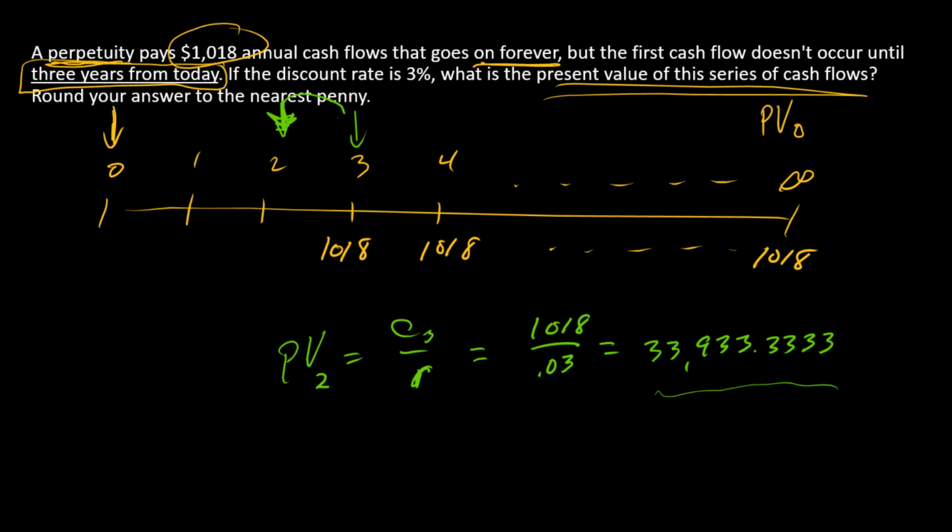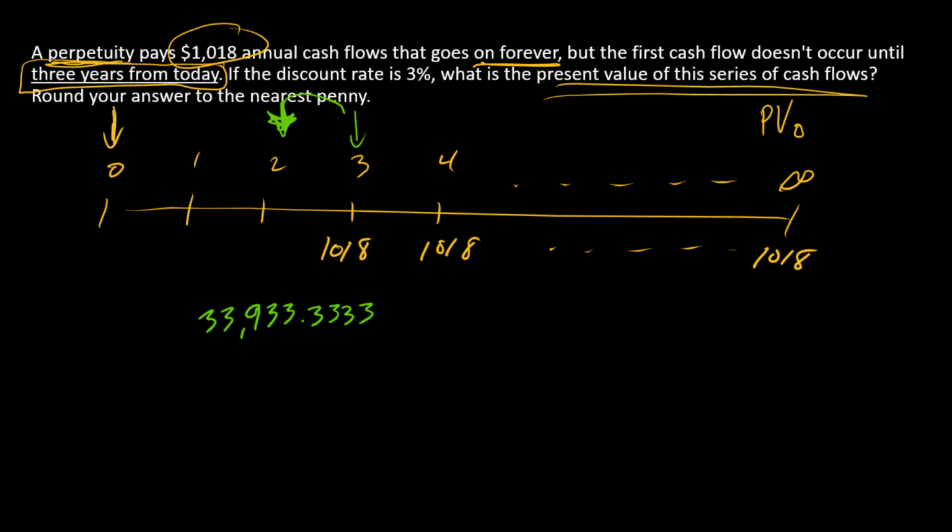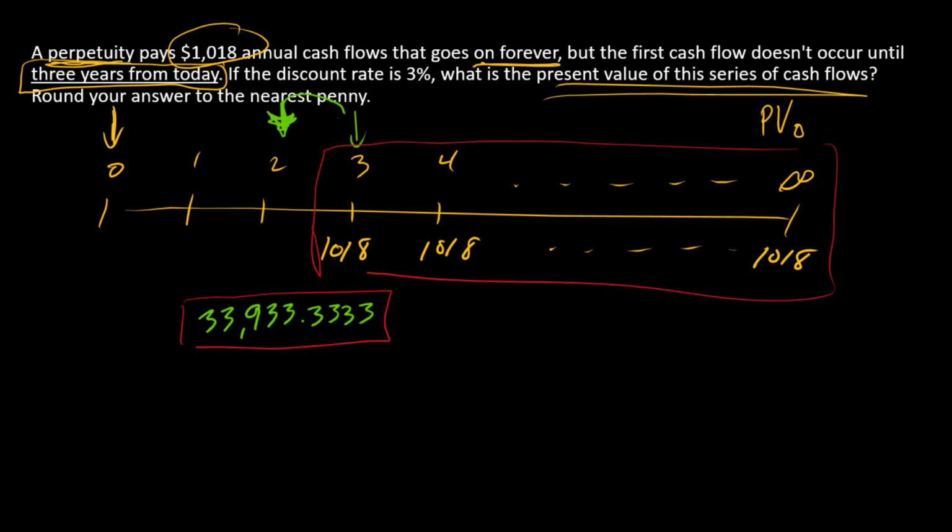33,933.3333? Well, we can put it on the timeline right here. So I'm going to write it there. 33,933.3333. In this initial step, we have swapped this amount at time 2 for this perpetuity. Okay, so we've swapped them. It's the present value as of time 2 of the remaining perpetuity.